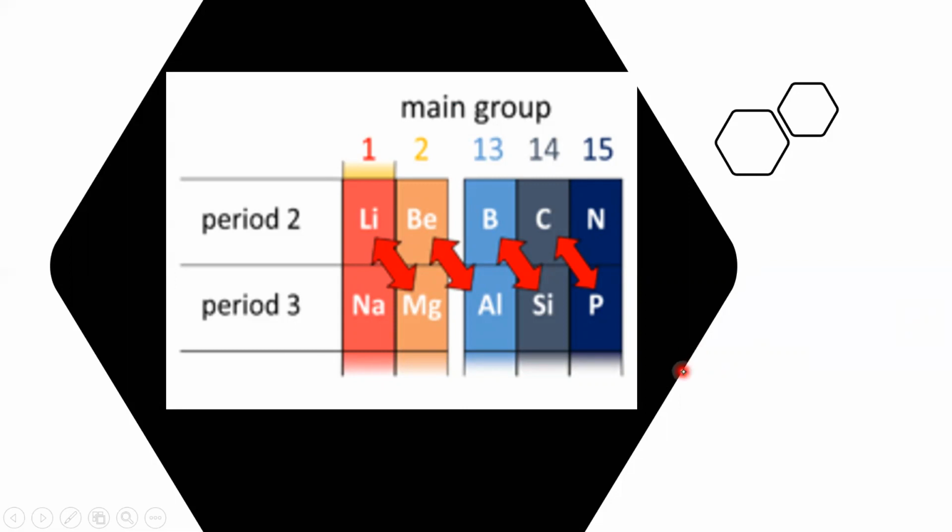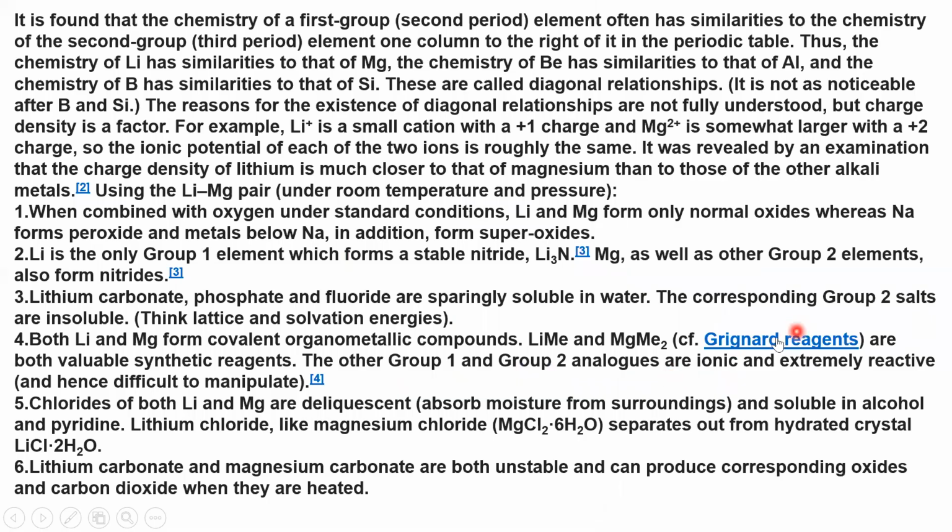So these are the main periodic properties we have discussed so far. Next, we have something very important based on this diagonal relationship.